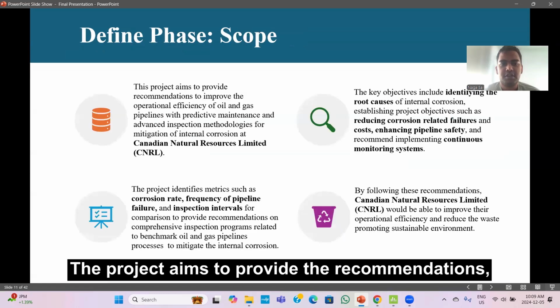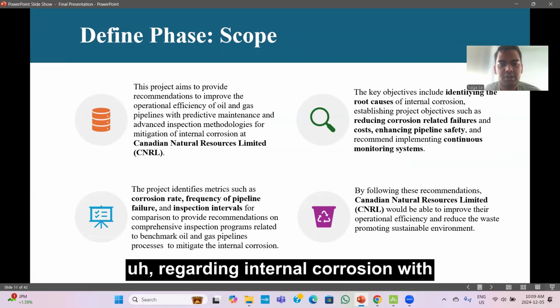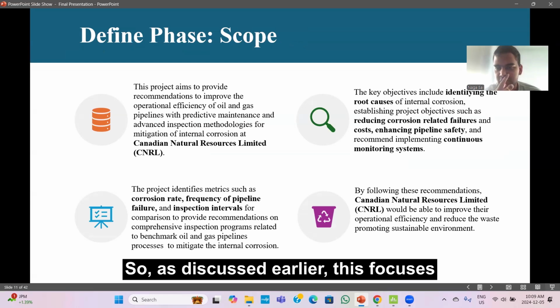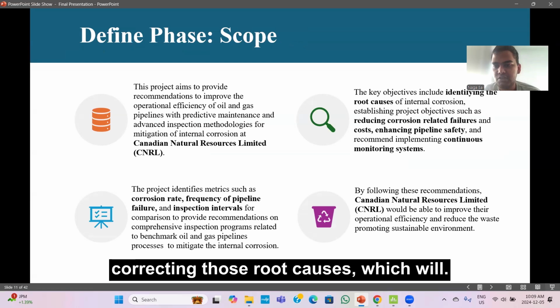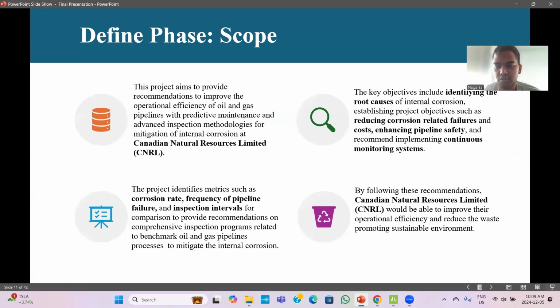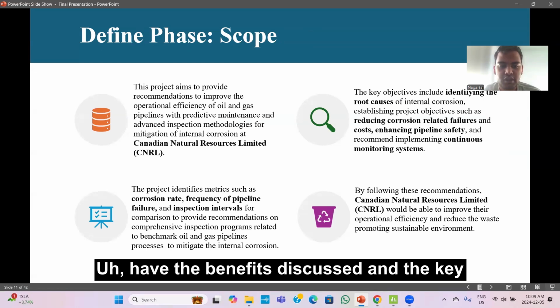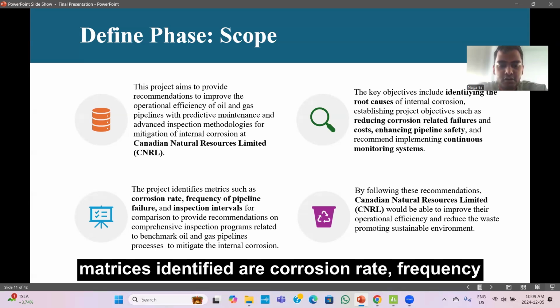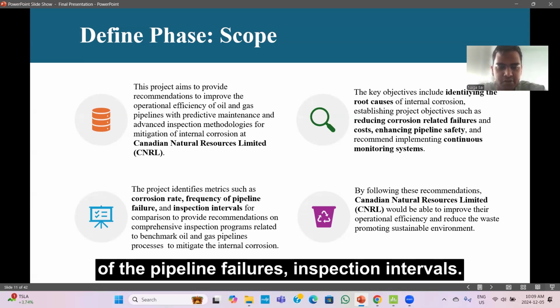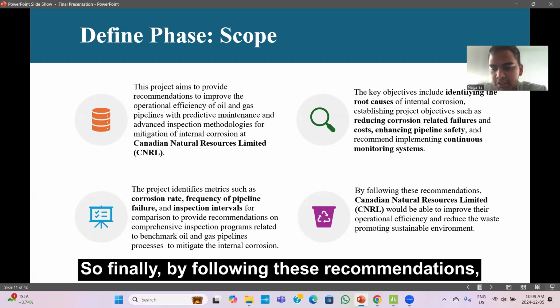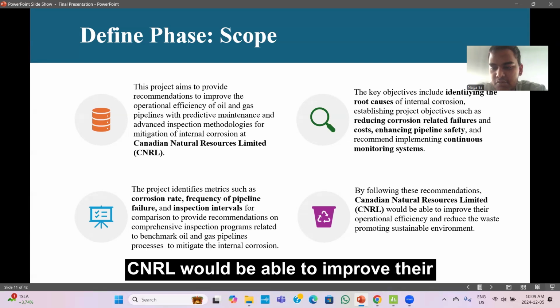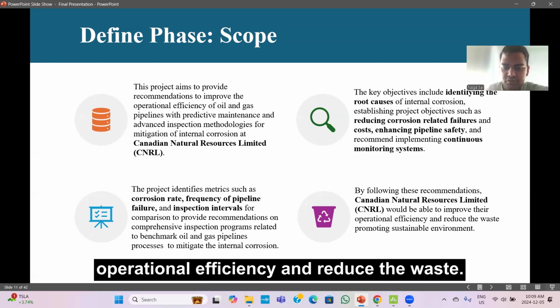Define phase. The project aims to provide recommendations regarding internal corrosion with the help of predictive maintenance. As discussed earlier, this focuses mainly on root cause detection and correcting those root causes, which will have the benefits discussed. The key metrics identified are corrosion rate, frequency of pipeline failures, and inspection intervals. Finally, by following these recommendations, CNRL would be able to improve their operational efficiency and reduce waste.